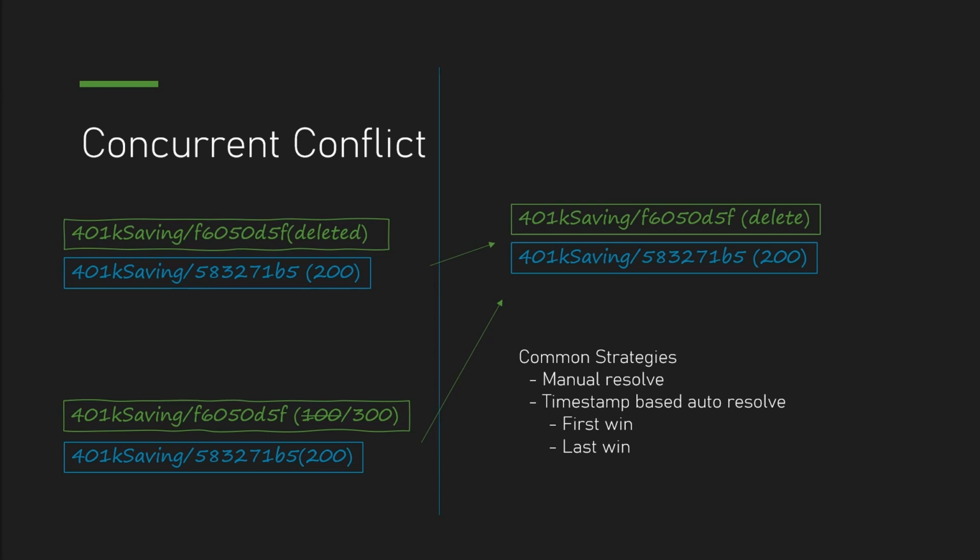Then there's time-based auto-resolve. That is, we put a timestamp on the object for the last editing. And then we put a rule there to say either the first editing wins or the last editing wins. That leads to a situation close to, say, deletion always wins. That would work for some, doesn't work for others.